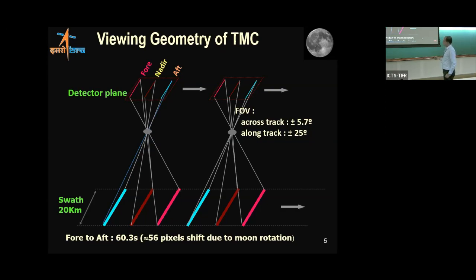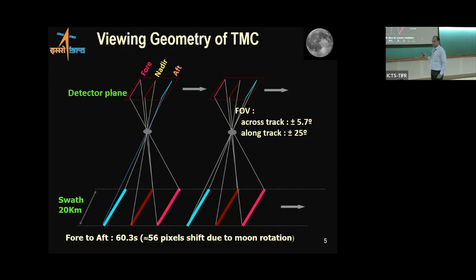Due to the moon's rotation, there is a 60.3 second difference between fore and nadir. That shifts nearly 56 pixels in the across track direction. So you will not get 100% stereo coverage; it is slightly lesser, and you will find about 99.8% stereo coverage of the area.